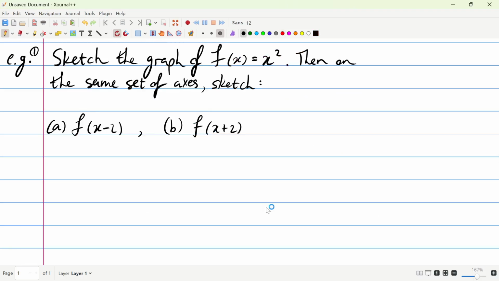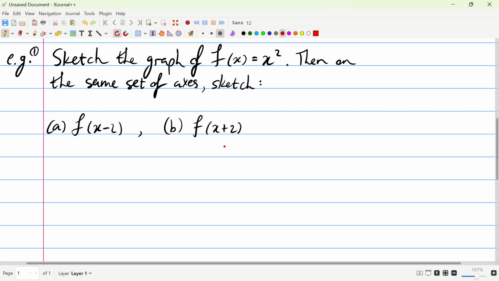Okay, so here's the first example that we have, right? So we need to sketch the graph of f of x equals x squared. Then on the same set of axes, we need to sketch the following. Number A, we need to sketch f of x minus 2. And then number B, we need to sketch f of x plus 2. So first things first, let's look at A and B, okay? So it says f of x minus 2, meaning that wherever we see x, right? So notice we have f of x alone, but the only change is that we have x minus 2. So whenever we see x, we need to replace it with x minus 2, meaning this will be (x minus 2) squared.